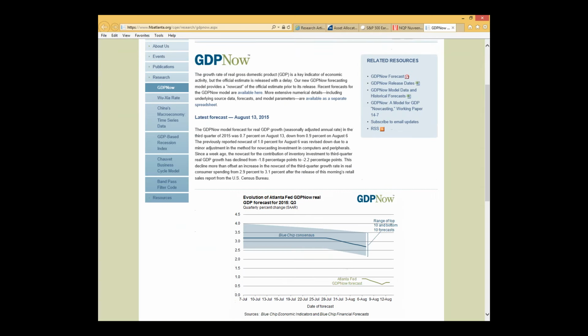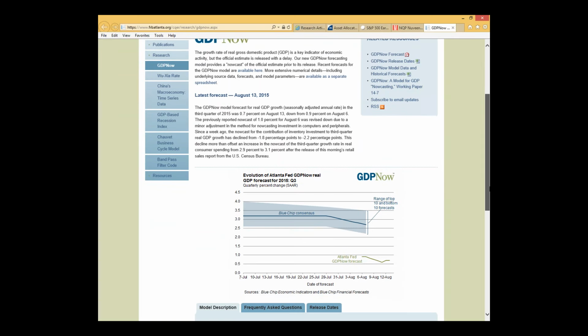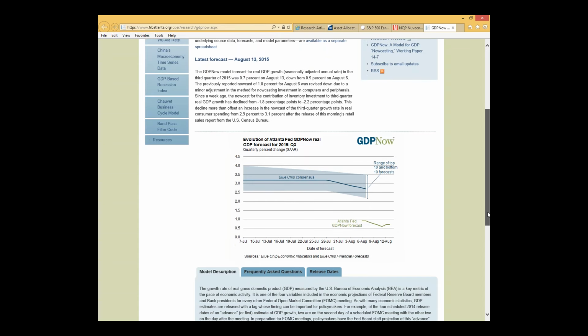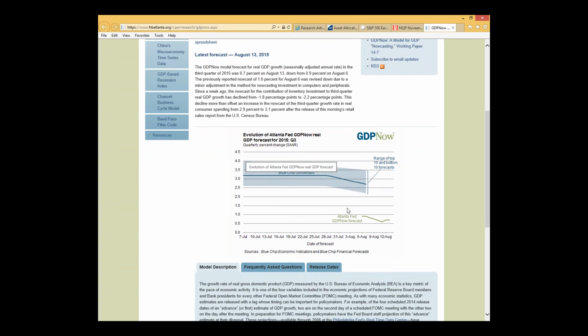They use some of the most current data available, and that's why they tend to lead the forecasts of many of the other economists in the country. If you look at this, the blue chip consensus forecast has come down a little bit lately, but that's currently at 2.75% for the third quarter of 2015. The Atlanta Fed GDP Now forecast is currently at about 0.7%, so it's been lower by about 2%. What we've seen in the past is that the blue chip consensus tends to come down towards the Atlanta Fed's GDP forecast.